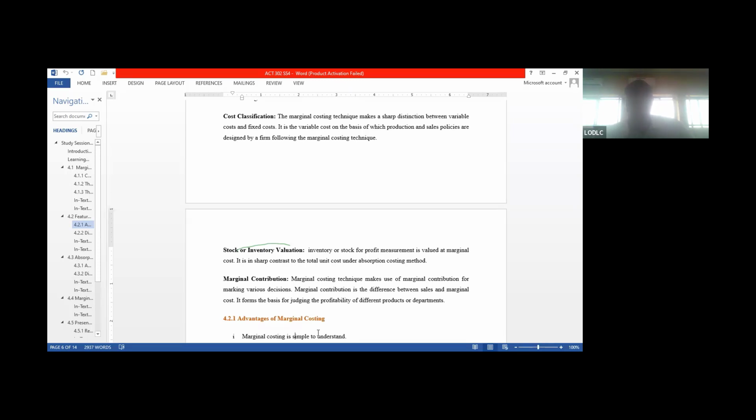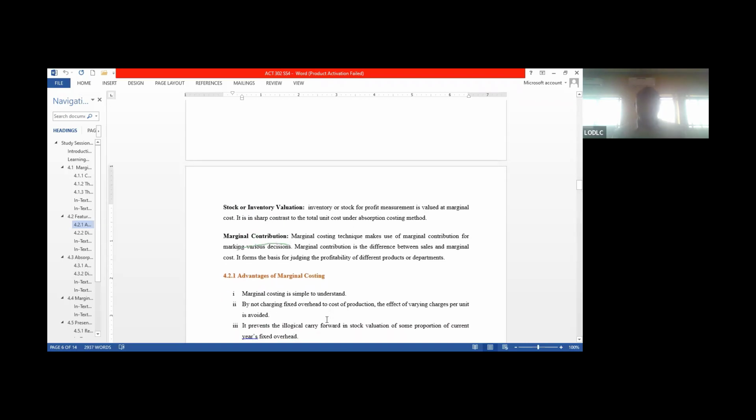This lower of cost and net realizable value that we are talking about should be at marginal cost. It is in sharp contrast to the total unit cost under absorption costing method. When we get to absorption costing, it encapsulates the total cost involved in the production process. So that's the main difference between absorption costing and marginal costing. Marginal costing only focuses on variable cost of production. So any costs that do not vary with the level of output should be ignored or disregarded.